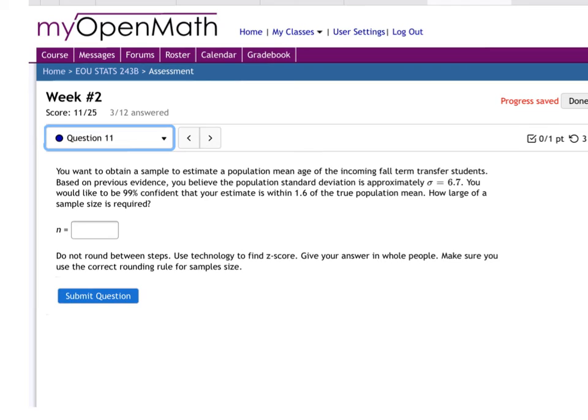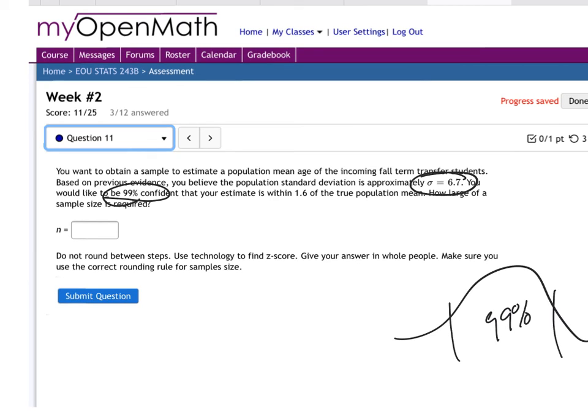Okay, so it turns out that number 11 is the same process as number 10. Only thing that changes here is that your sigma will change. Your z alpha over 2 number will change because instead of 90% in the middle, you now have 99% in the middle. So you have 0.005 here and 0.005 here, 0.5% on each side. And you want your margin of error to be 1.6.